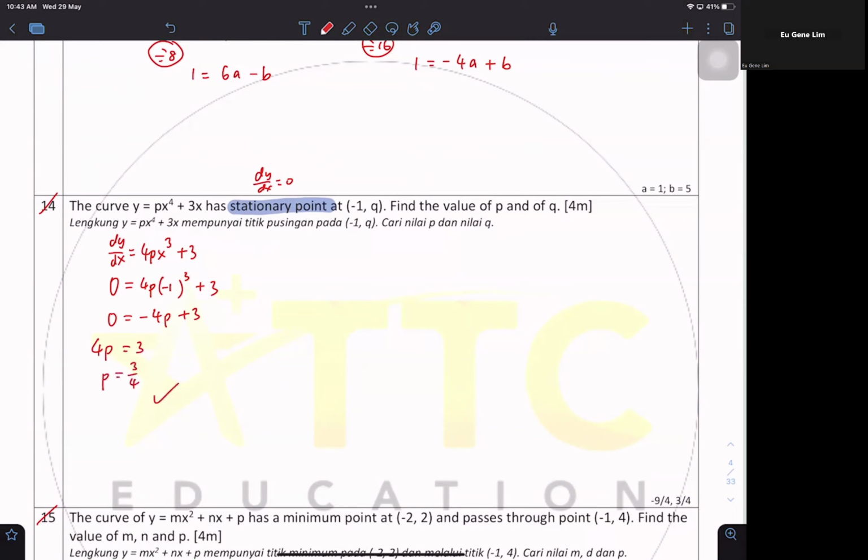Done. Wait, but then not enough. They also ask you to find q. So how to find q? Like this. You see, you found the p, right? You put it back to the equation first. So y equals 3 over 4 x power 4 plus 3x.